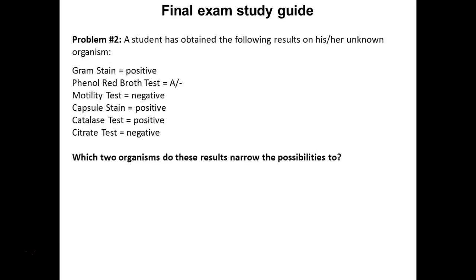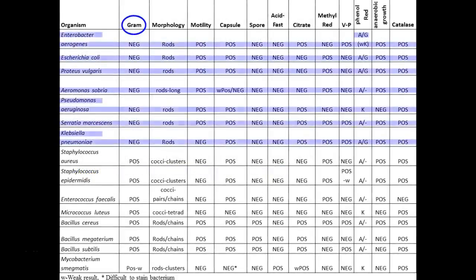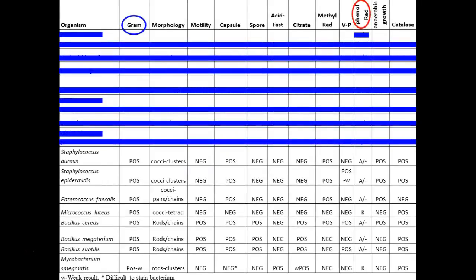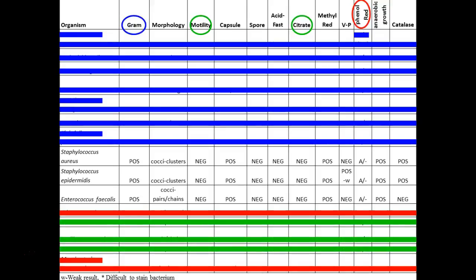Which 2? The 2 staph. Get rid of all the negatives; we're left with the positives. Phenol red got rid of the K's, left these possibilities. The motility eliminated all the bacillus, and the citrate test. So we're down to the 2 staph and Enterococcus faecalis. We said the catalase was positive, so that eliminates Enterococcus faecalis and left us with these 2 guys.